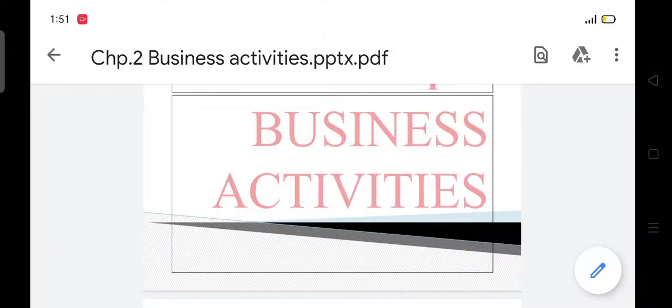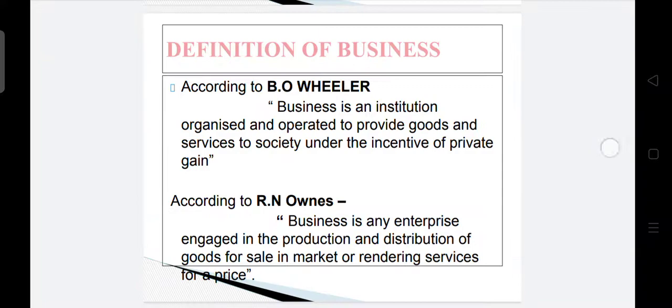Today I'm going to teach you business activities. So let's get started. First we have the definition of business.